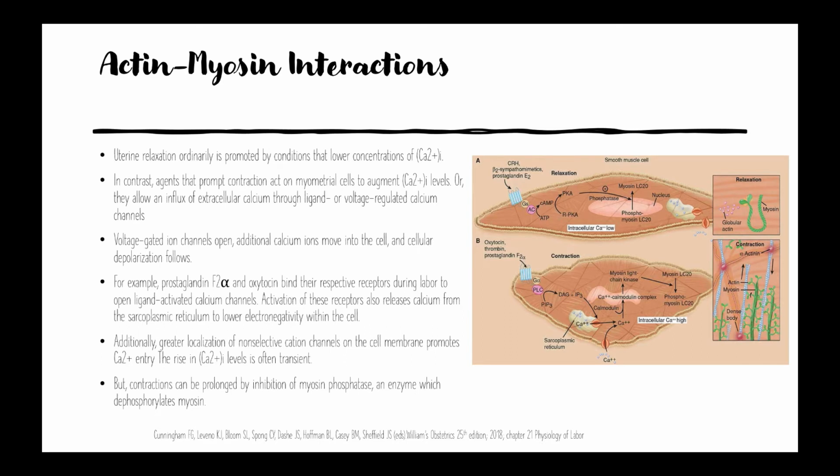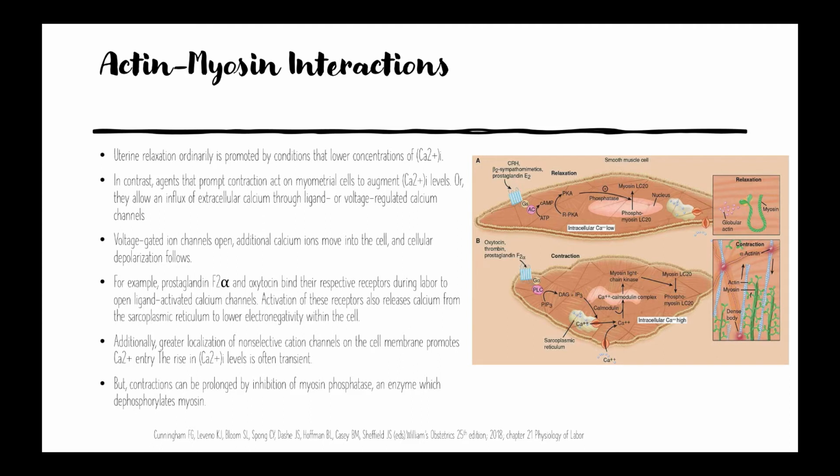Uterine relaxation ordinarily is promoted by conditions that lower the concentrations of ionized calcium. In contrast, agents that prompt contraction act on myometrial cells to augment calcium or ionized calcium levels, or they allow an influx of extracellular calcium through ligand or voltage regulated calcium channels. Voltage gated ion channels open, additional calcium ions move into the cell, and cellular depolarization follows.